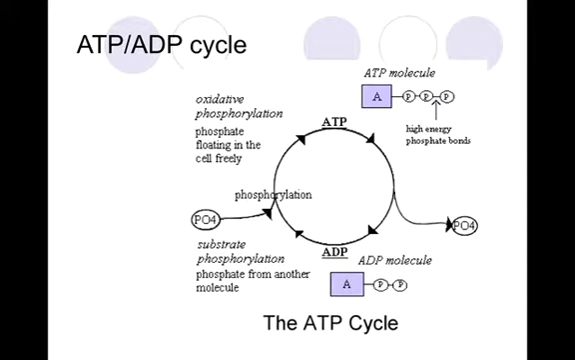Then phosphohydrolysis is when you have a phosphate from another molecule that breaks off and then joins your ADP. Or you can have what's called oxidative phosphorylation, where you have phosphates that are floating freely within the cell, and they join on the ADP and become ATP. So there's two different ways that you can go from ADP to ATP.